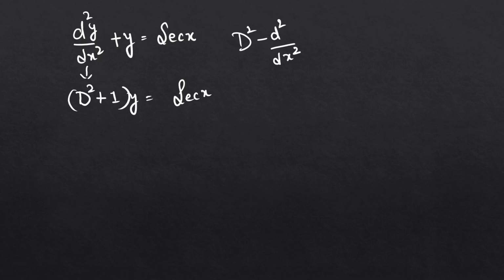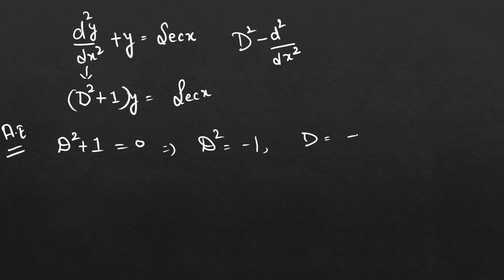After doing this, first of all, we will write its auxiliary equation. As we know what the auxiliary equation is, whenever the coefficient of y is equal to 0, that is known as the auxiliary equation. By doing this, we will find the complementary function of this equation. So auxiliary equation is D square plus 1 is equal to 0. We will solve it: D square is minus 1. So D is equal to plus minus root minus 1. So it can be plus minus iota.